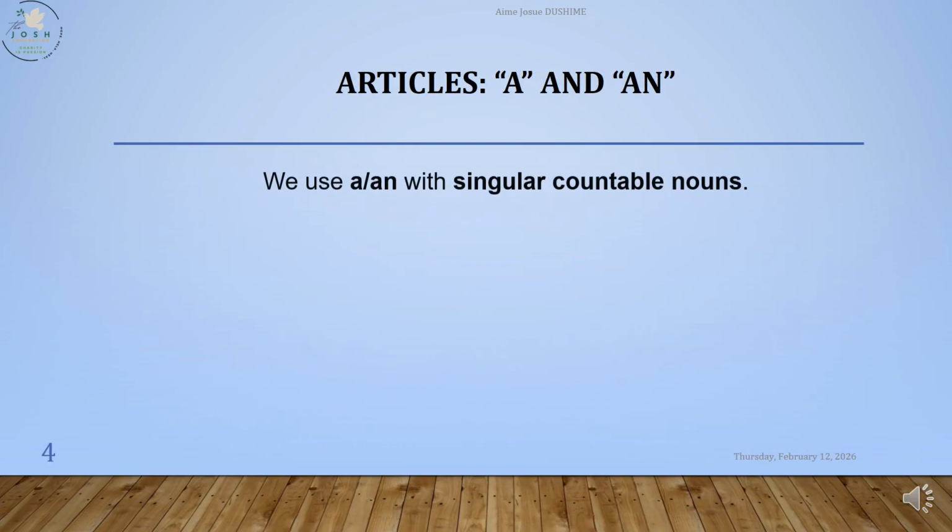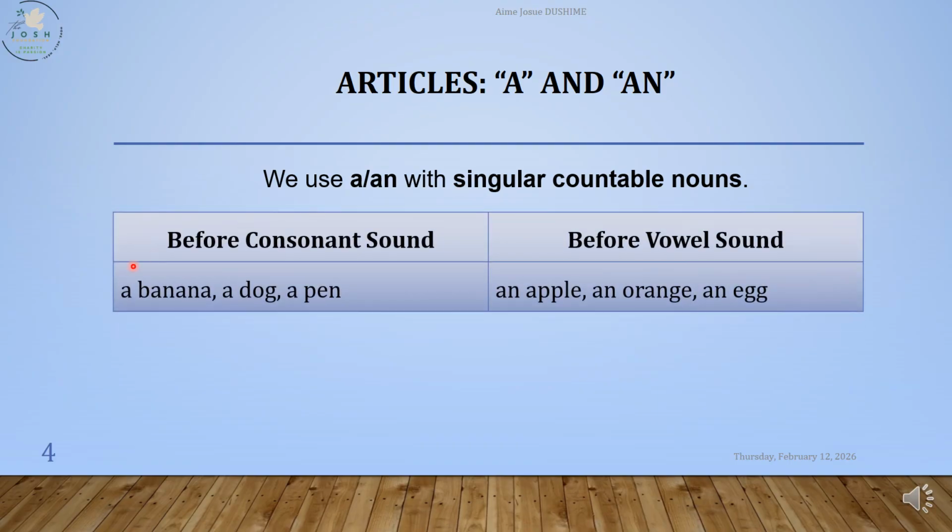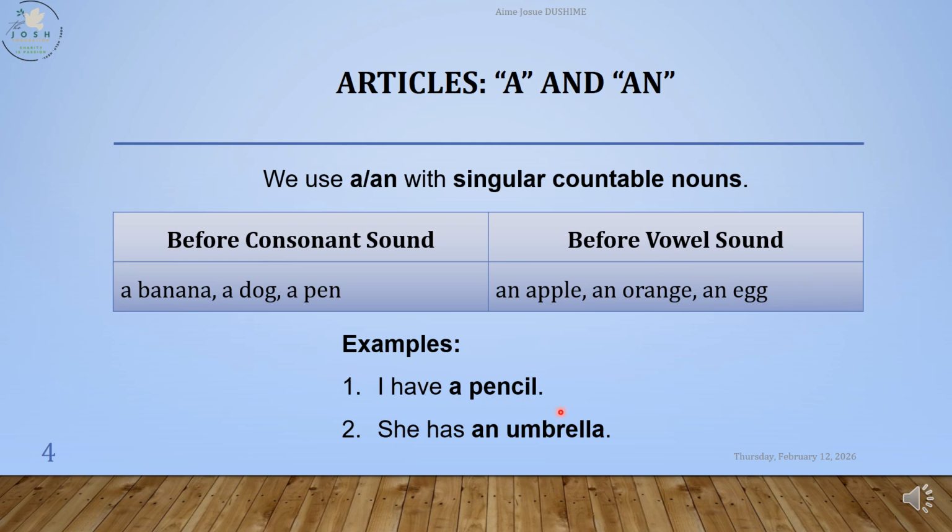See articles a and an. We use article a or an with what we call singular countable nouns. A banana, a dog, a pen, an apple, an orange, an egg. You see we are using an when we have a vowel sound. We are using a when we have a consonant sound. Remember, I'm saying sound, I'm not saying letters. Example, I have a pen. She has an umbrella.